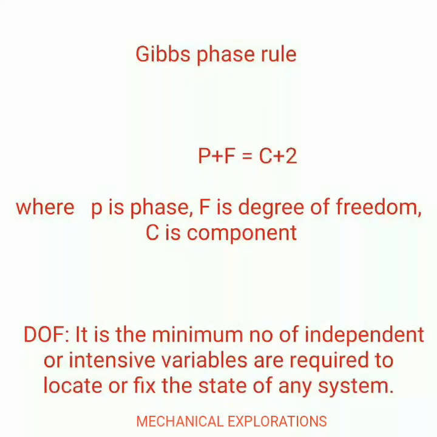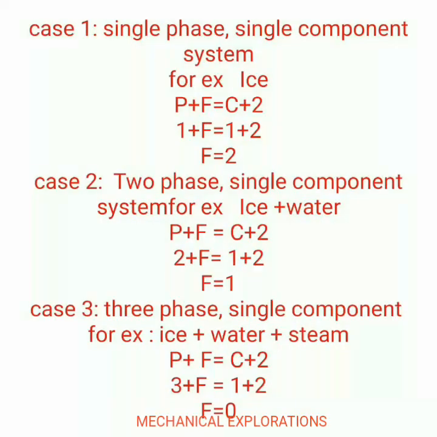For the Gibbs phase rule, that's P + F = C + 2. This basic formula should be remembered, where P is the number of phases, F is the degrees of freedom, and C is the number of components. And what is degree of freedom? The number of independent variables that can be fixed in a system is known as the degree of freedom.